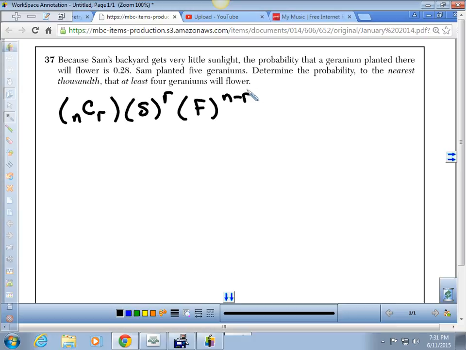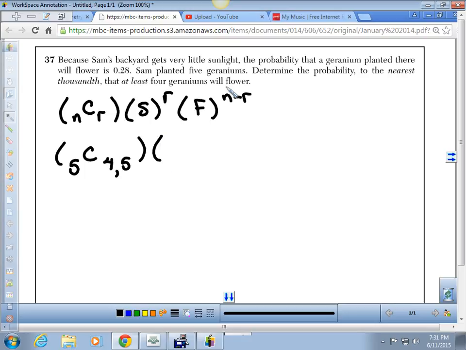So how many did he plant? Okay, I didn't want to turn off the lights. How many did he plant? 5. He planted 5. He wants to find the probability that at least how many will grow? At least 4. So we're starting off at 4 and going up to 5 or down to 0? Up to 5. So we're only going to have to run this formula twice, once with 4, once with 5.